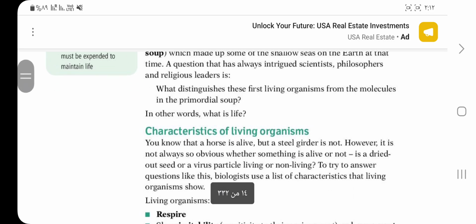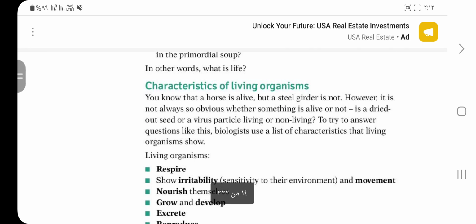So, how can we distinguish between living organisms and non-living organisms? By studying the characteristics of living organisms.